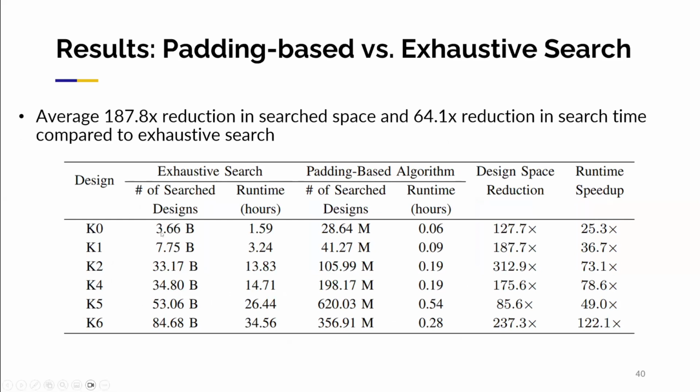So for example, from 3.6 billion points, we only searched 28 million. And for even bigger problems, this one with 84 billion points, we only searched 360 million points, and we still found the same optimal solution with this search method.